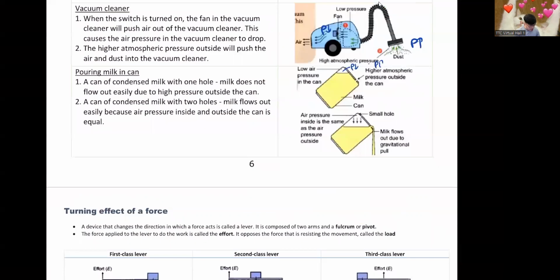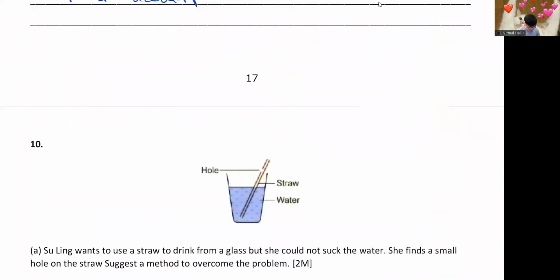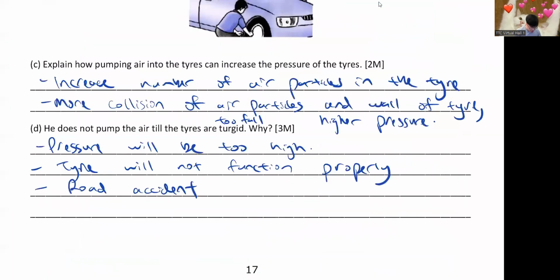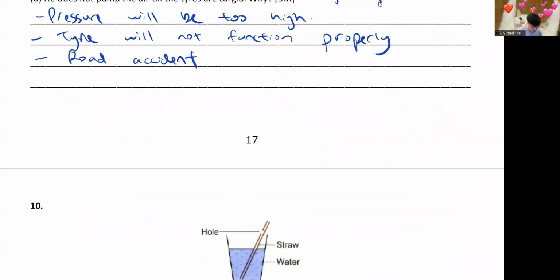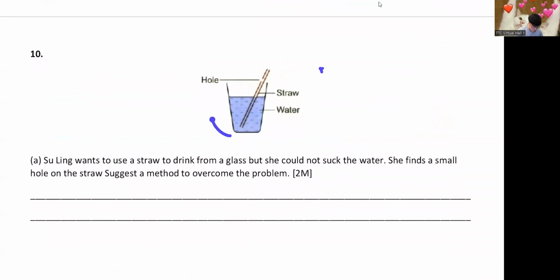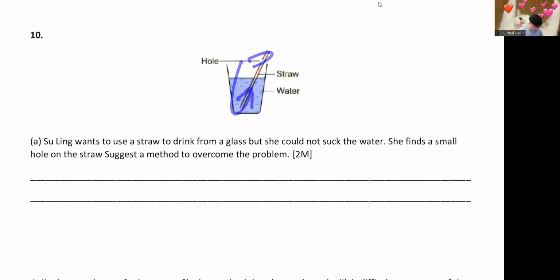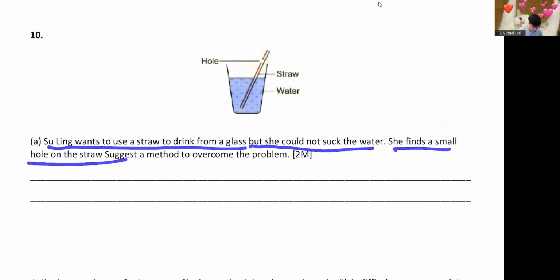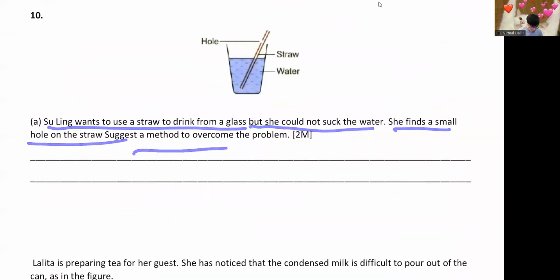All right. So anyway, let's continue with our exercise because last week we finished around here. Let's look at number 10, which is page 18. So we have a straw here. As you can see, there's a hole here. As you know, if there's a hole here, we are not going to suck this thing up. Suling wants to use a straw to drink from a glass, but she could not suck the water. She finds a small hole on the straw. Suggest a method to overcome this problem.